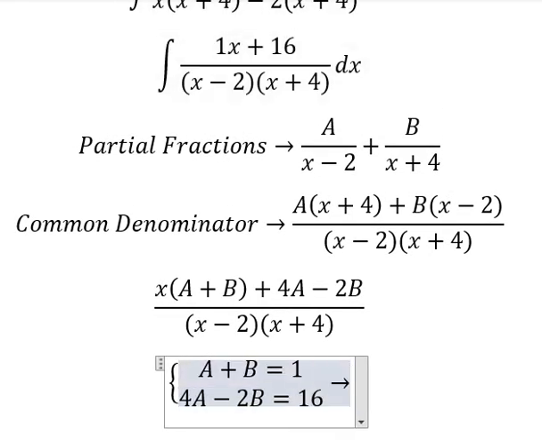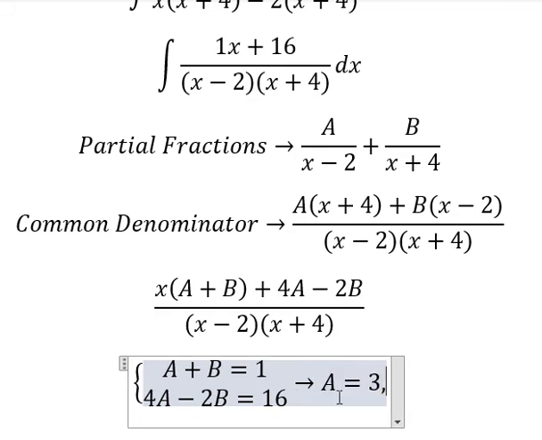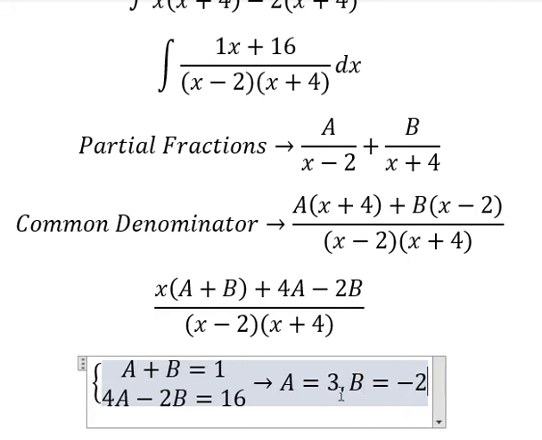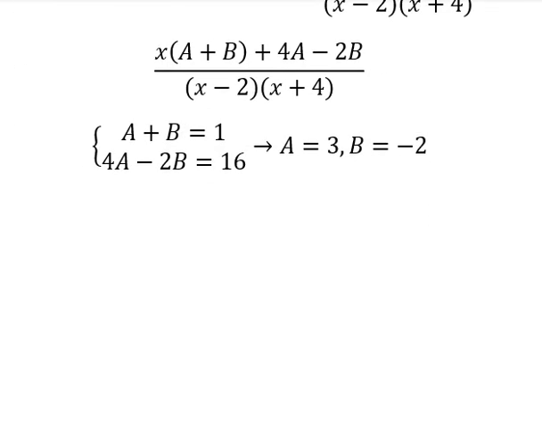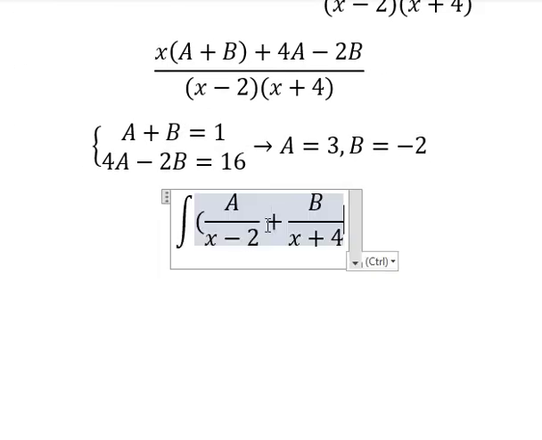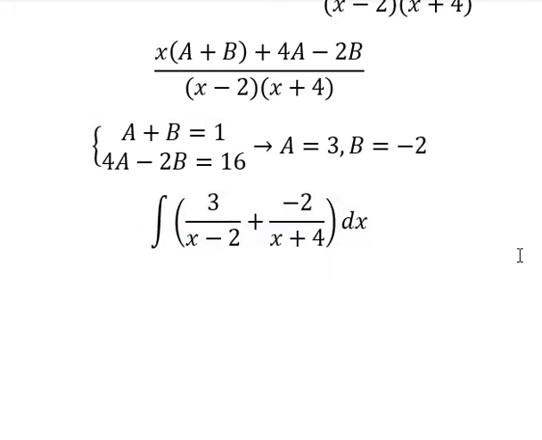And now we need to find the solutions of a and b. So a equals number 3, b equals negative number 2. And now we put a and b here. So a equals number 3, b equals negative number 2.